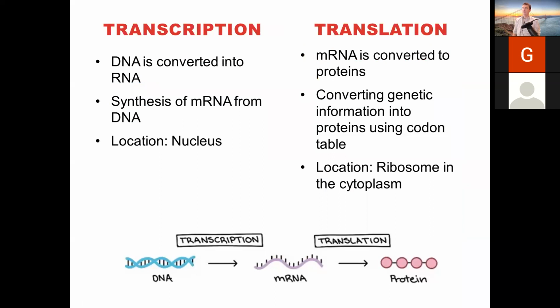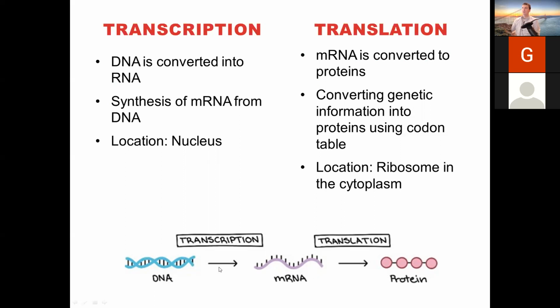So there's 2 steps for gene expression. The first step is transcription. So DNA is converted into RNA. So there's a synthesis of an mRNA molecule using the DNA, and this is done in the nucleus. And then there's the second step, which is translation, where the mRNA is converted to protein. And converting genetic information into proteins uses a codon table, which I'll show you in a sec. And the location of this is the ribosome and the cytoplasm.